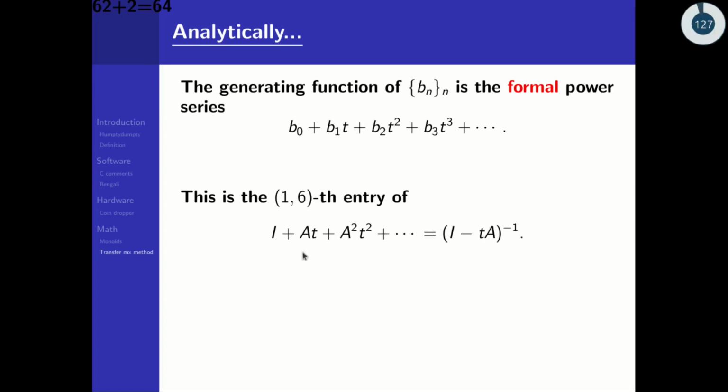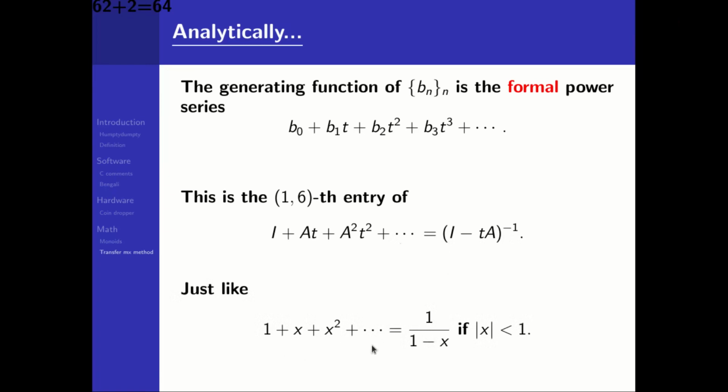Now, you can compute this quite easily because this happens to be (I minus tA) whole inverse. This is in keeping with our standard algebraic identity, 1 plus x plus x squared and so on is 1 by 1 minus x. Now you may feel a little uncomfortable because there we need a condition that the absolute value of x should be less than 1. What happened to that condition here? Don't worry, because we are working with formal power series, we really do not need that condition. You can think about why that is the case. I am not going to go into that in this video.